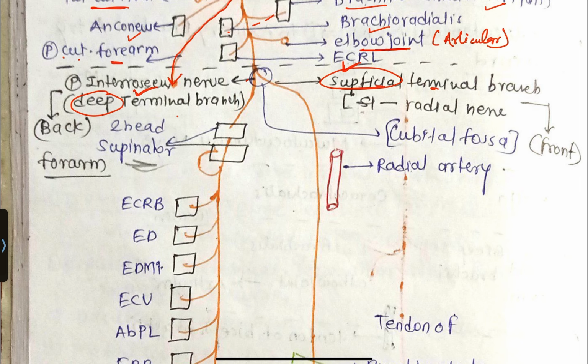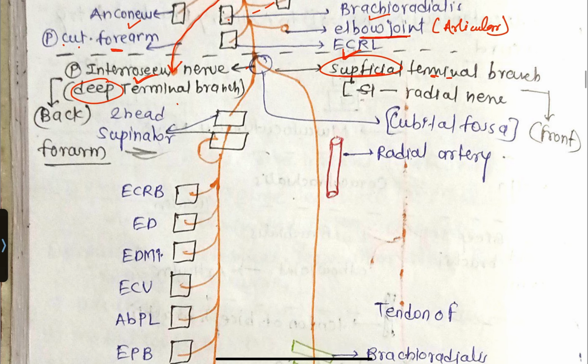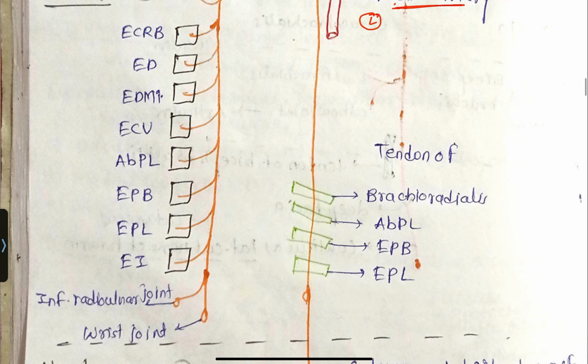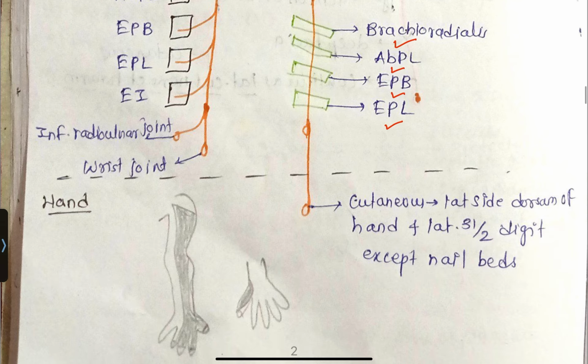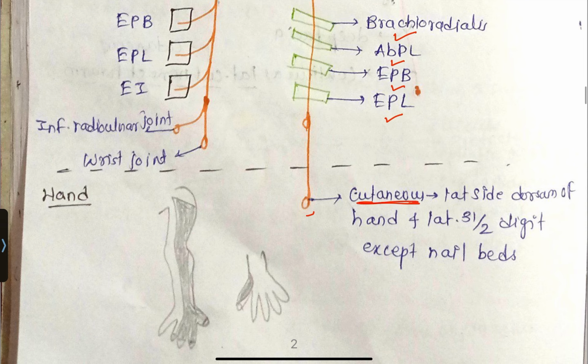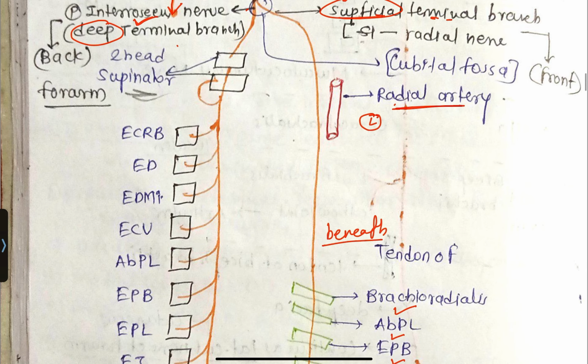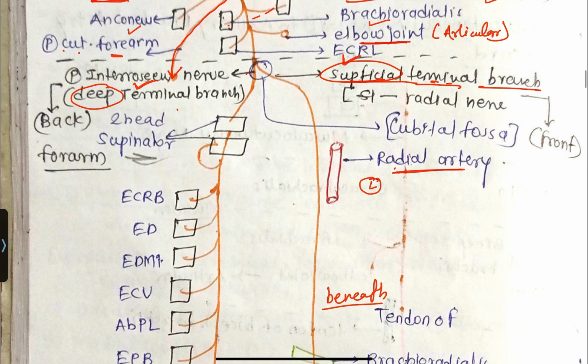Okay, so first let's see the superficial terminal branch. This side was lateral, right? So this lies medial to the radial artery. Then this superficial branch passes medial to the radial artery and passes beneath the tendons of the brachioradialis, abductor pollicis longus, extensor pollicis brevis, extensor pollicis longus, and continues as the cutaneous nerve of the forearm. So this is the course of the superficial terminal branch of the radial nerve.